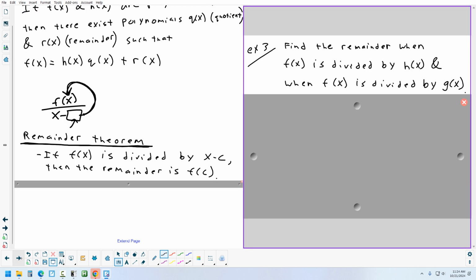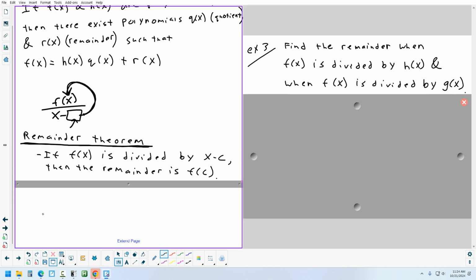Okay, so let's try this one. Now, do you have to use the remainder theorem? No. If you want to do long division, you can. But I might give you a long division problem that would be very difficult, where using the remainder theorem would be very easy. So I would really suggest you learn the remainder theorem.